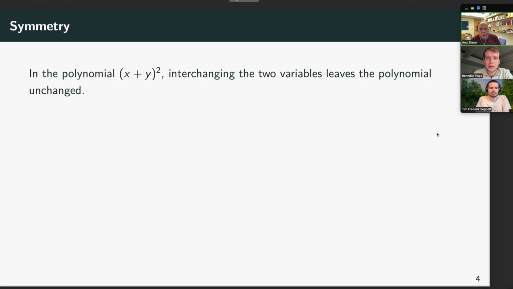So let me explain the notion of symmetry. Look at the polynomial (x plus y) squared. Now, in this polynomial, if I interchange the two variables x and y, the polynomial remains unchanged. It's exactly the same. So the polynomial is invariant under this permutation.